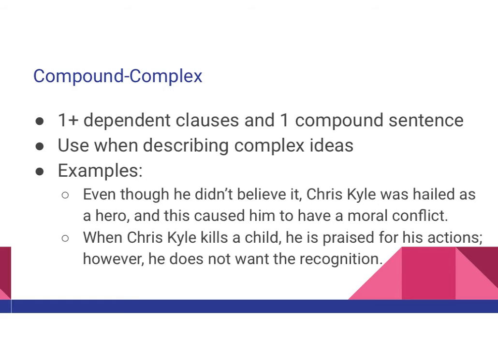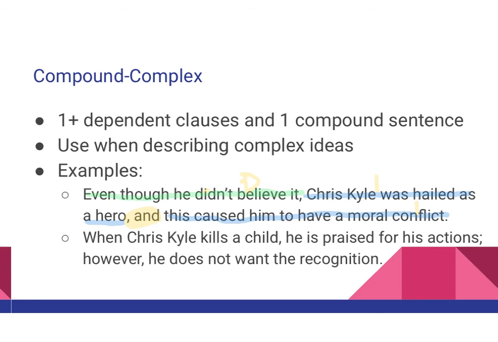Even though he didn't believe it, Chris Kyle was hailed as a hero, and this caused him to have a moral conflict. This first part is my dependent clause. Then I have independent and independent joined by a comma and a conjunction. Okay, so I have my dependent, independent, independent with the comma and coordinating conjunction makes it the compound sentence. This first part makes it the complex sentence.